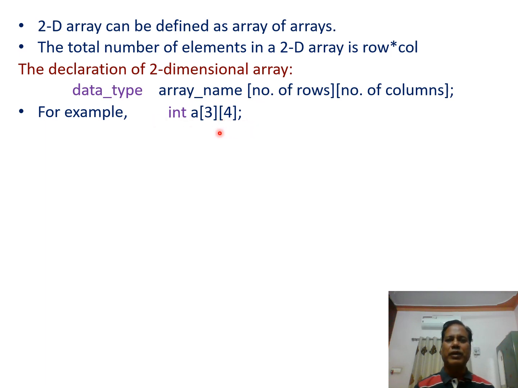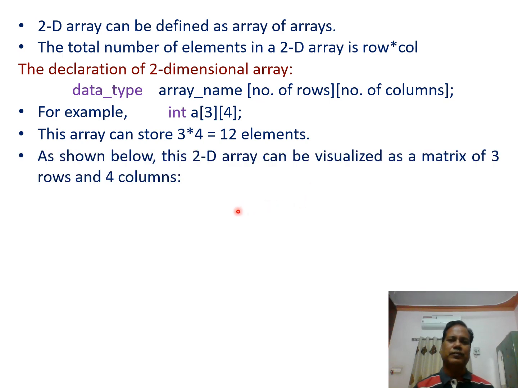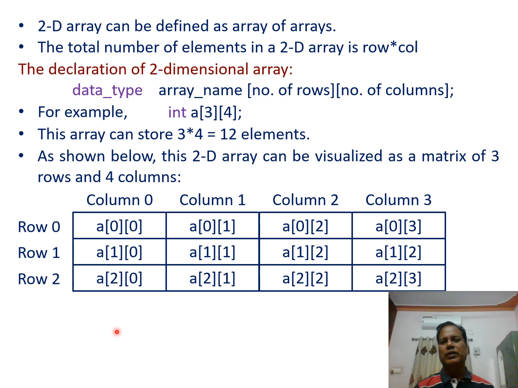So this statement declares a two-dimensional array. Its name is A and it can store 3 into 4, 12 integer data. This array can store 3 into 4 equals 12 elements, or 12 integer data, as shown below. This 2D array can be visualized as a matrix of 3 rows and 4 columns like this one.